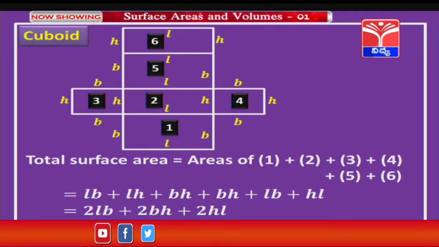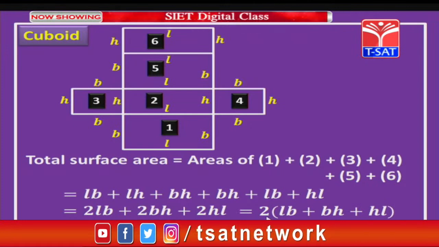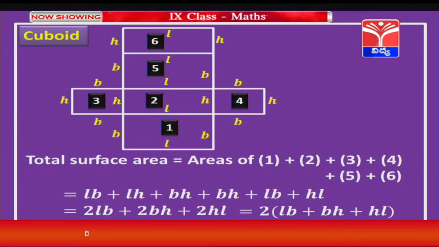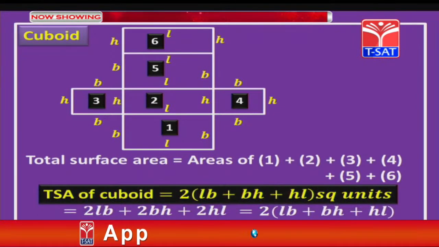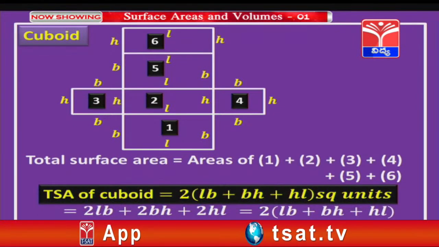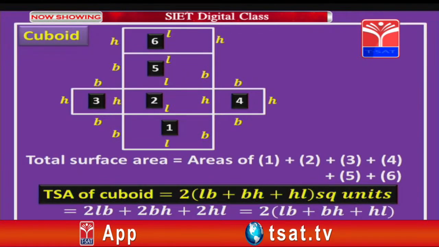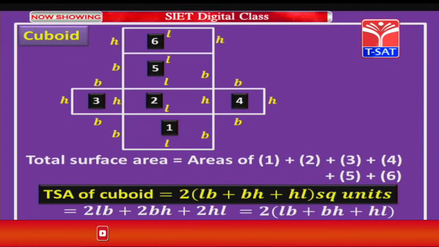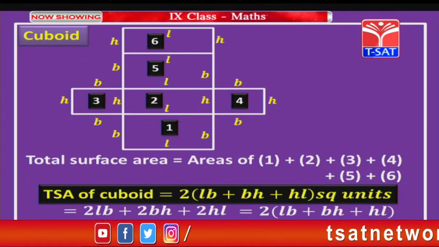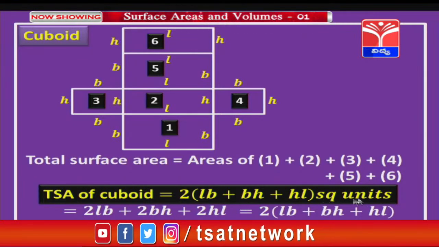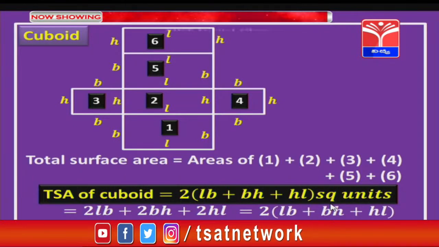Now let us take that 2 as common factor. Now what is left, children? We get 2 into (LB plus BH plus HL). Now this is the formula to find the total surface area, or simply we write it as TSA of cuboid, which is 2 into (LB plus BH plus HL) square units. So children, it is very important to write the units of this area also.